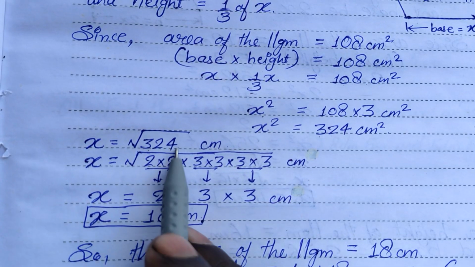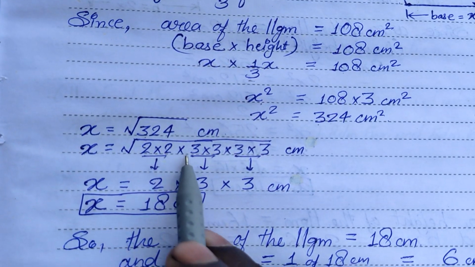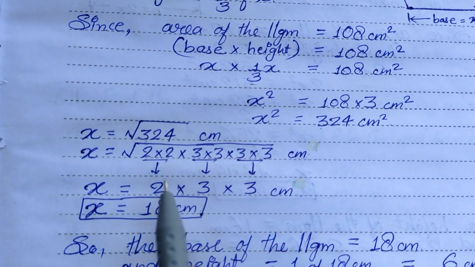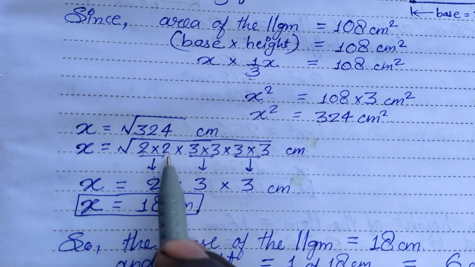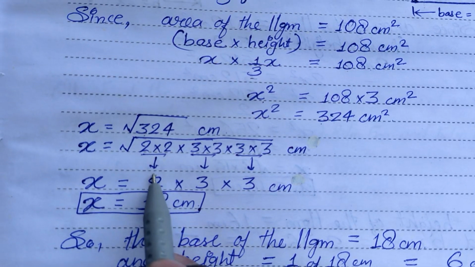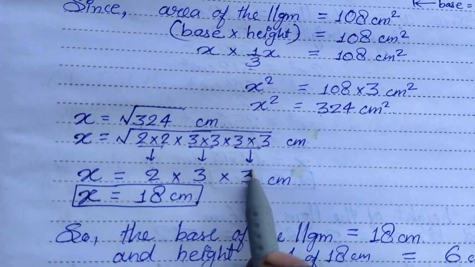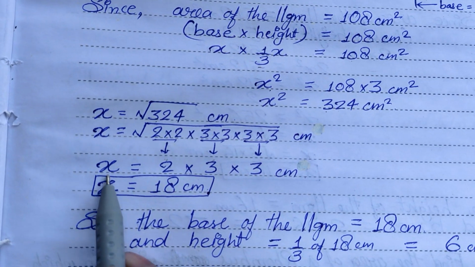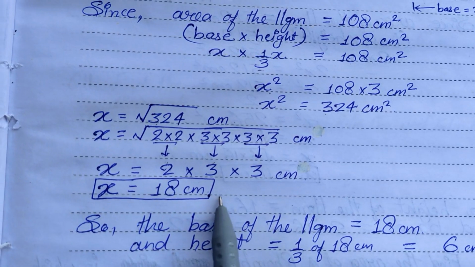Now find the factors of 324. We have 2 into 2 into 3 into 3 into 3 into 3. Now take one number from each pair. So 2 into 2, take out 1. 3 into 3, take out 1. 3 into 3, take out 1 number. We have x equal to 2 into 3 into 3, that is x is equal to 18 centimeter.